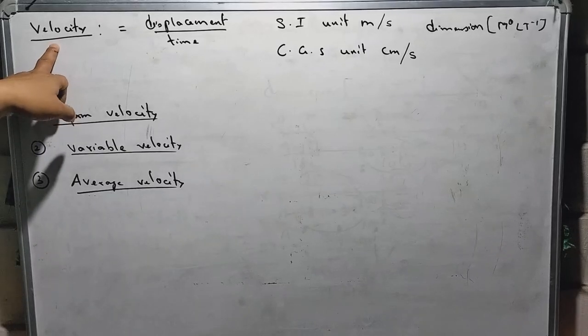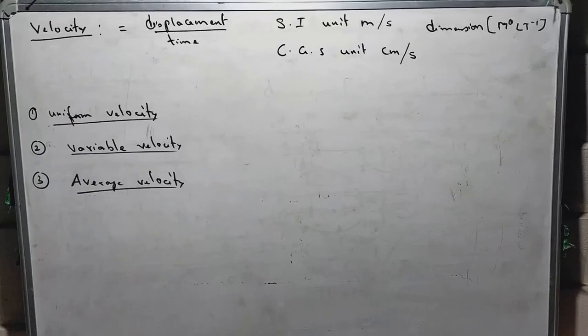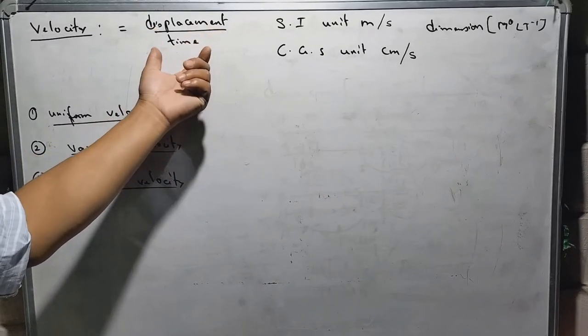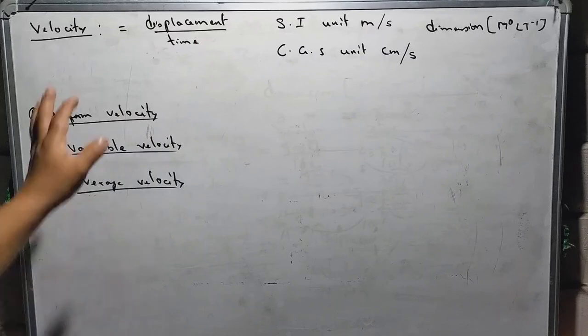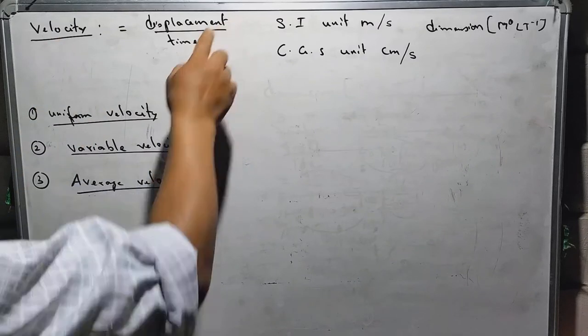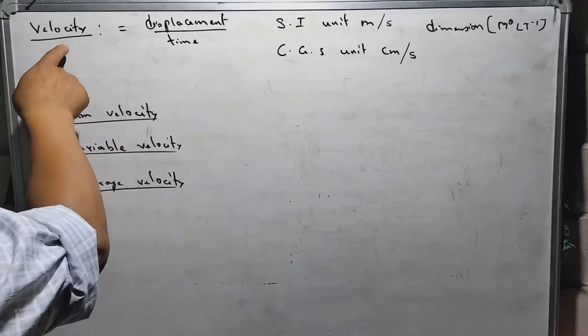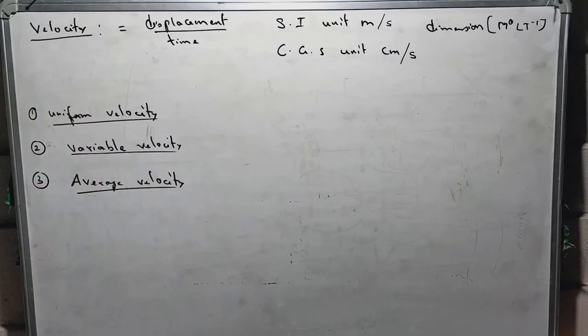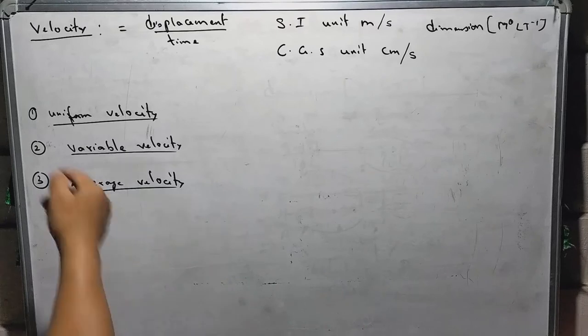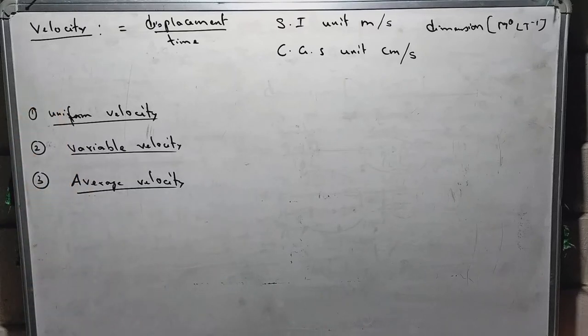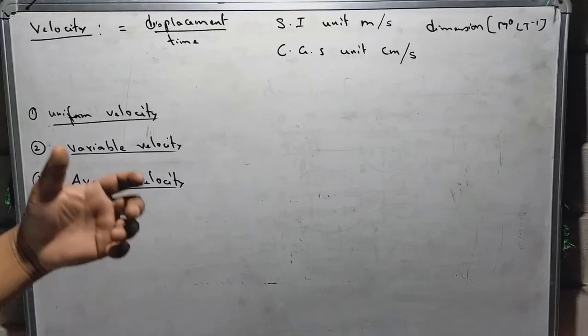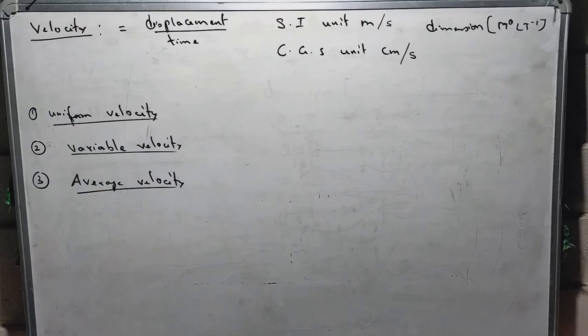Velocity. The velocity of a moving body is defined as the ratio between displacement and time. Because displacement is a vector quantity, velocity also is a vector quantity. The direction of velocity is determined by the displacement. If the displacement is positive, the velocity is positive, and if the displacement is negative, the velocity will be negative. And if the displacement is equal to 0, the velocity of the object will also be 0.